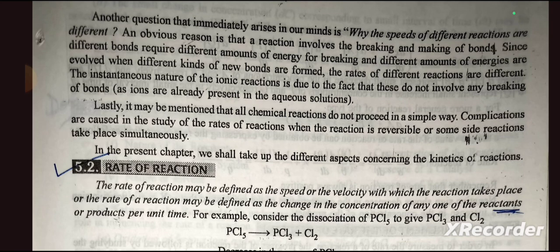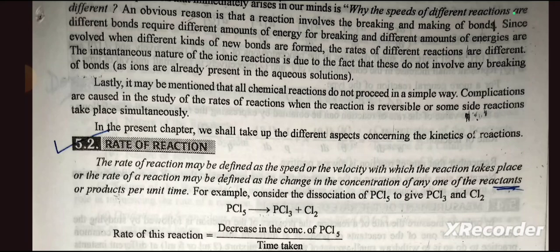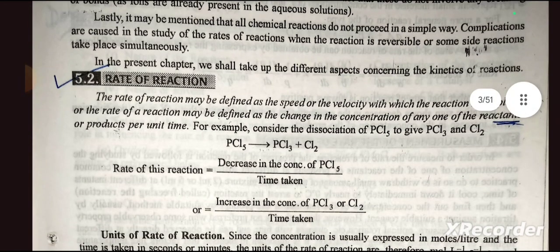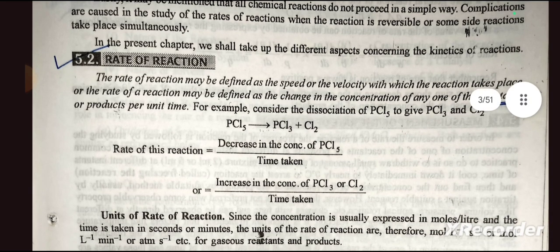The instantaneous nature of the ionic reactions is due to the fact that these do not involve any breaking of bonds, as ions are already present in the aqueous solution. Lastly, it has to be mentioned that all chemical reactions do not proceed in a simple way. Complications are caused in the study of rate of reactions when the reaction is reversible or some side reactions take place simultaneously. In the present chapter, we shall take up the different aspects concerning the kinetics of reactions.